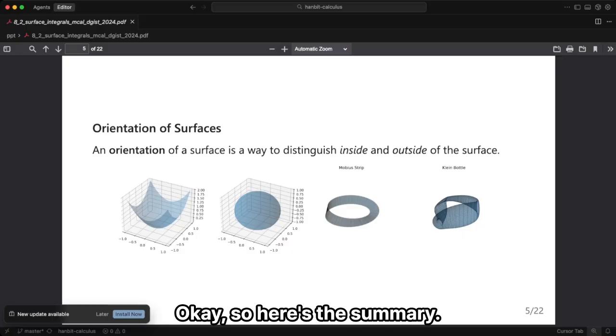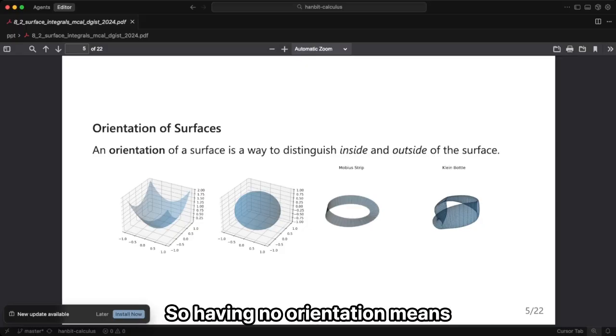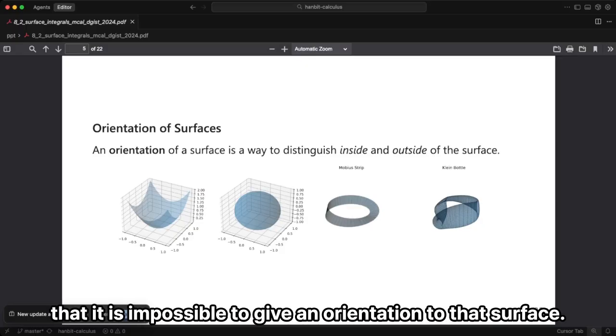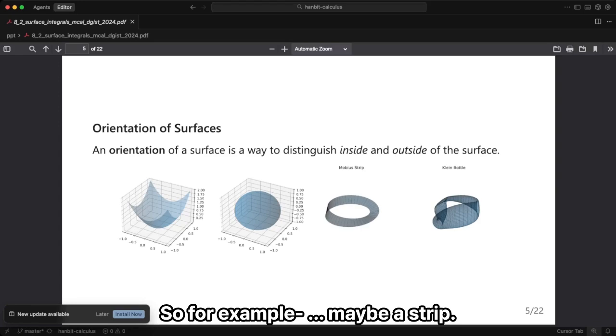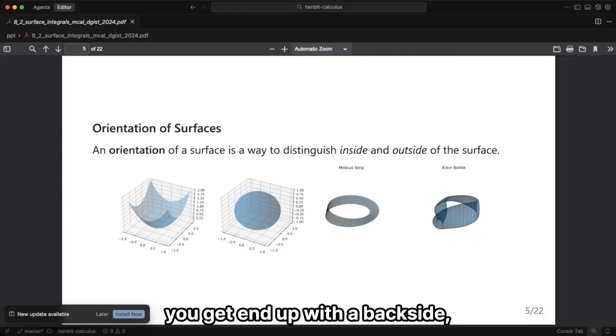Okay, so here's the summary. If you classify all the surfaces, you can separate the surfaces that have an orientation from the surfaces that have no orientation. Having no orientation means that it is impossible to give an orientation to that surface. So for example, the Möbius strip. Everyone knows about this, right? I haven't heard about this. If you take the Möbius strip, you cannot tell which side is up or down, because if you run through the upside and then come back to the same point, you end up with the backside, the downside, right?